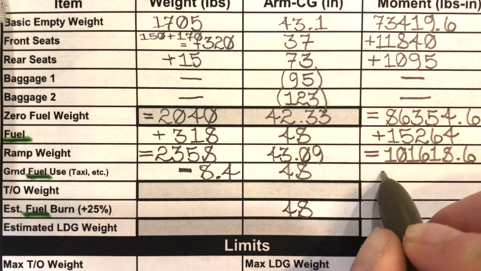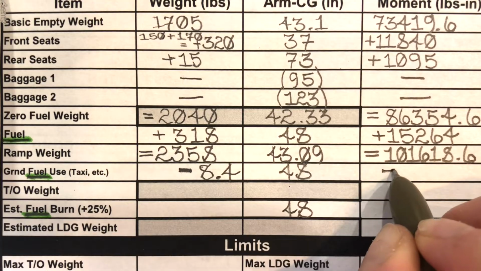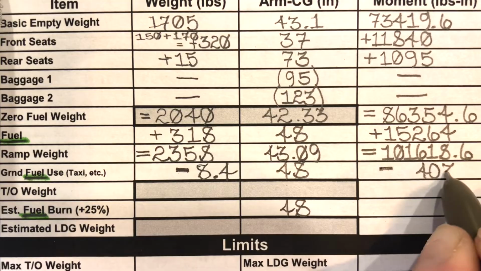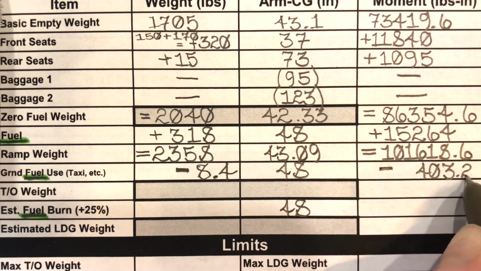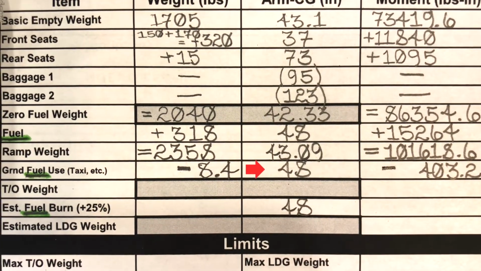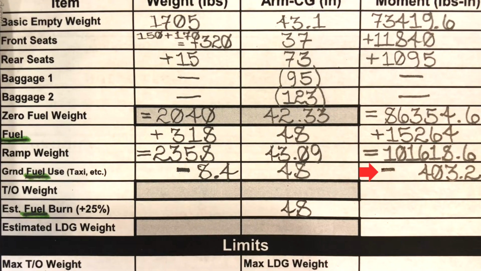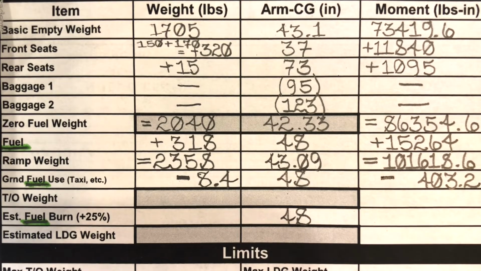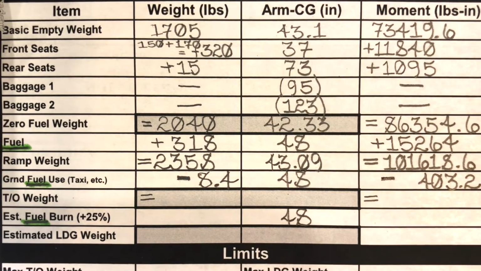Perfect. And I put that on the moment as well, because whatever happens in the weight, in terms of adding or subtracting, happens in the moment. We multiply 8.4 times 48 to get 403.2. And then we total it up again for the takeoff weight row.